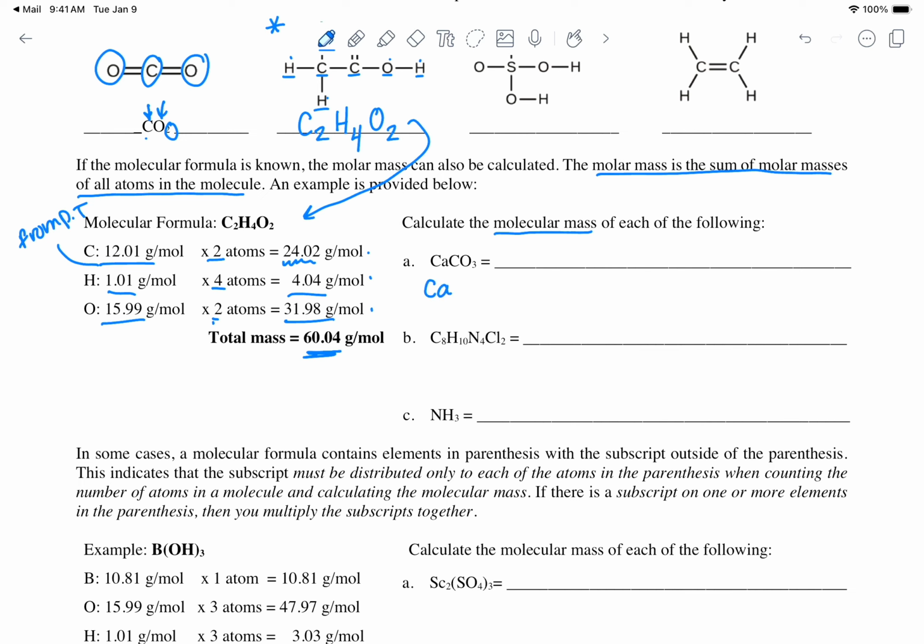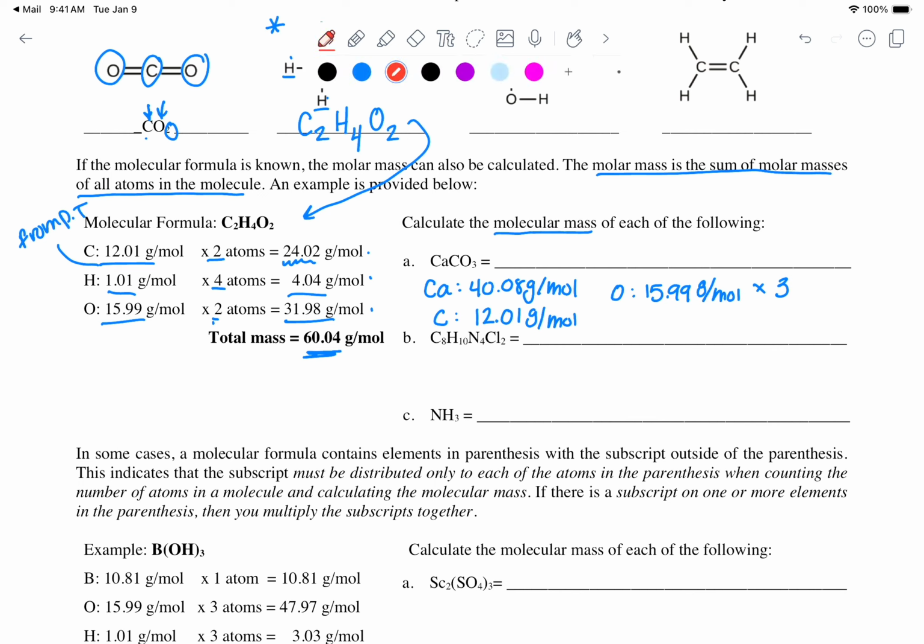Ca has a molar mass of 40.08 grams per mole. There's only one of them, so I don't need to multiply by anything. We have carbon. There's only one of those, so we just use its molar mass of 12.01 grams per mole. And then oxygen, there's 3 of them, so we take that 15.99 grams per mole and multiply that by 3. And that is going to give us a molar mass for CaCO3 of 100.09 grams per mole.